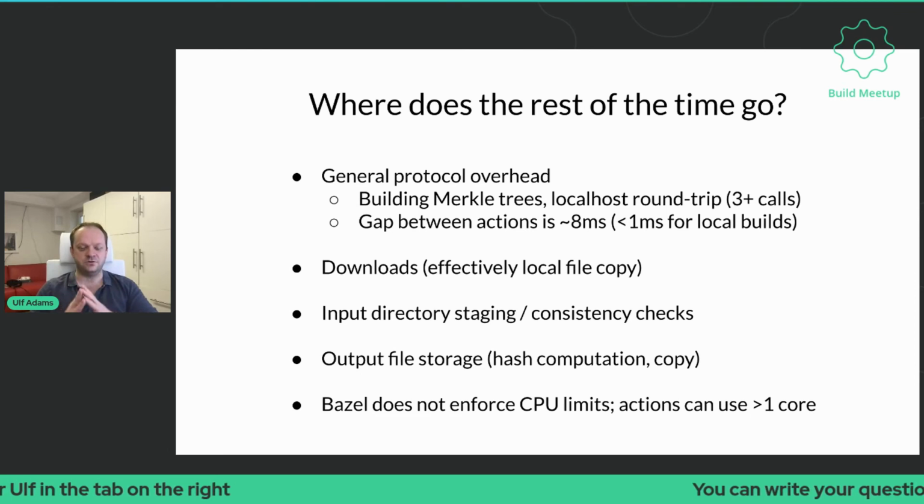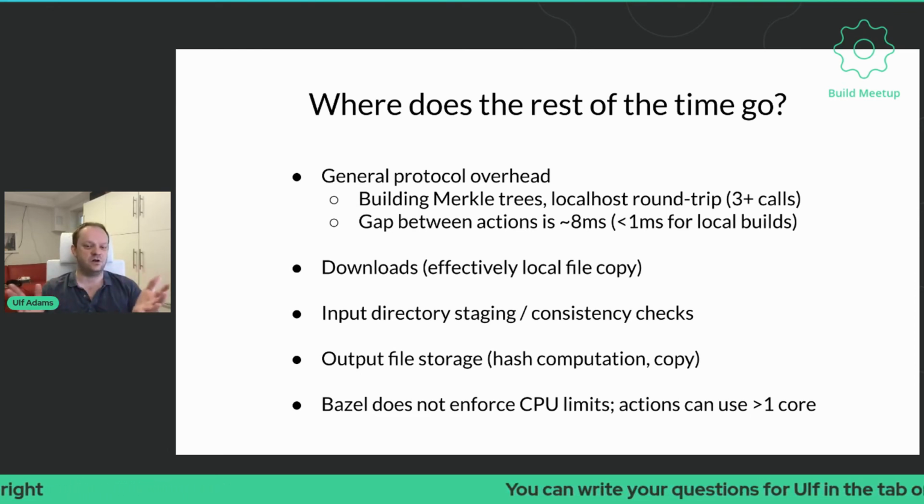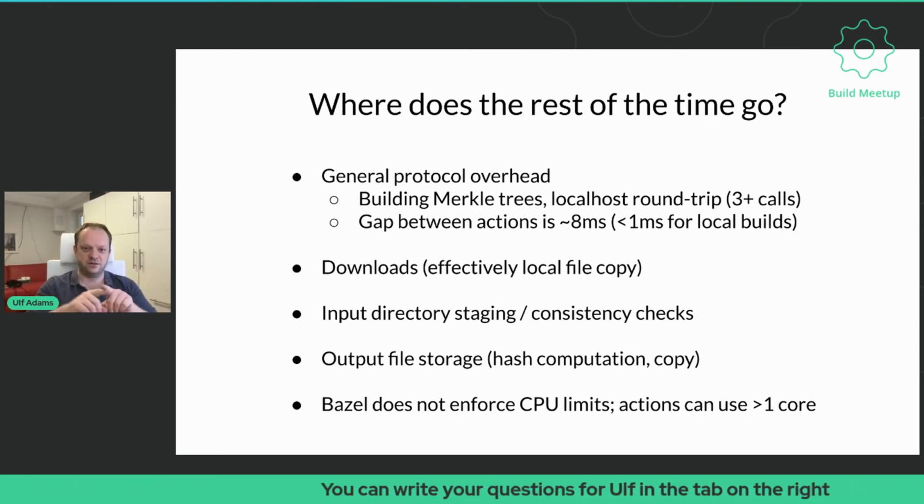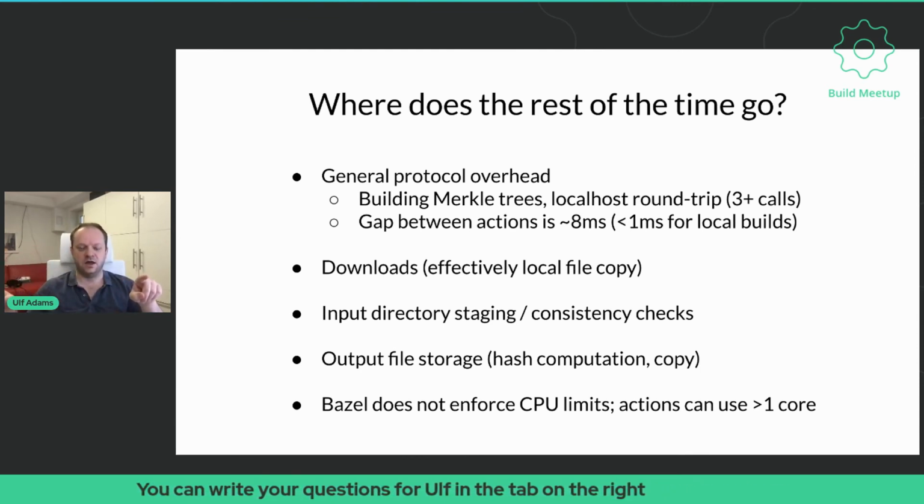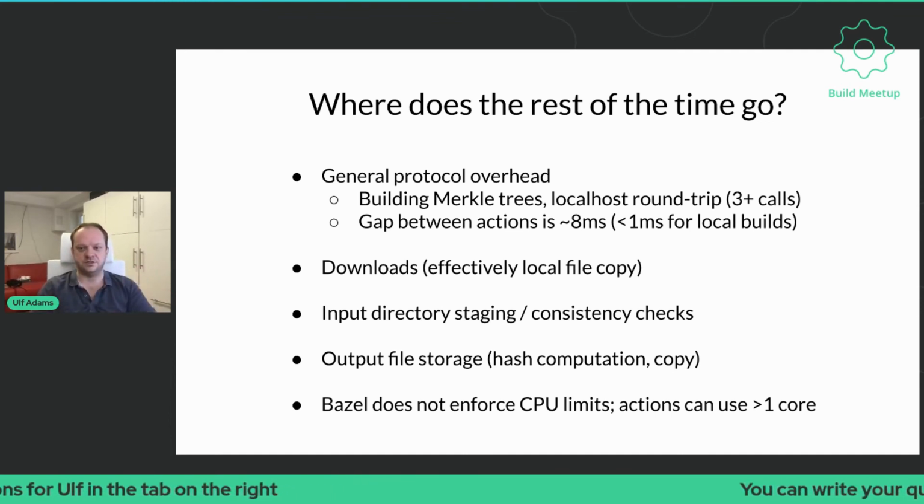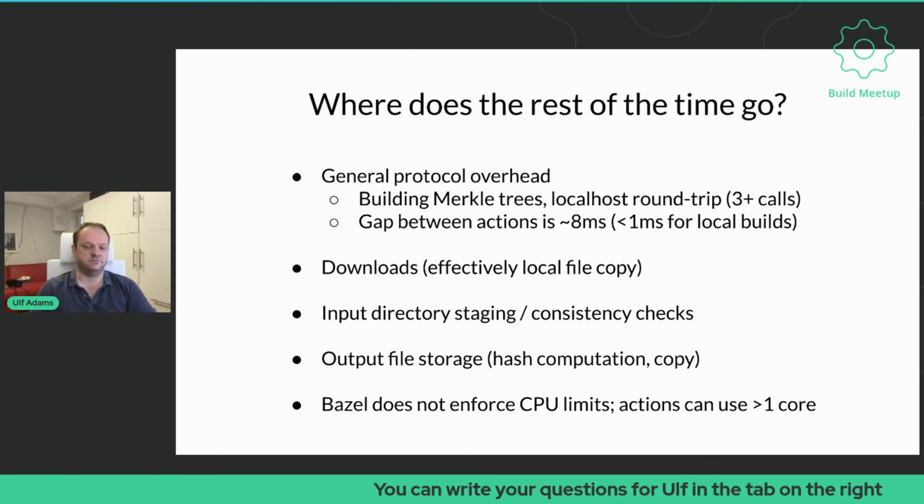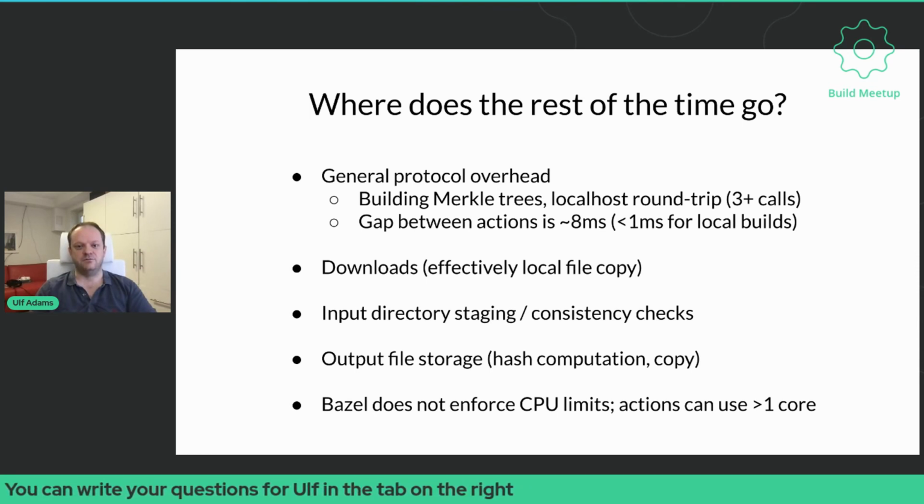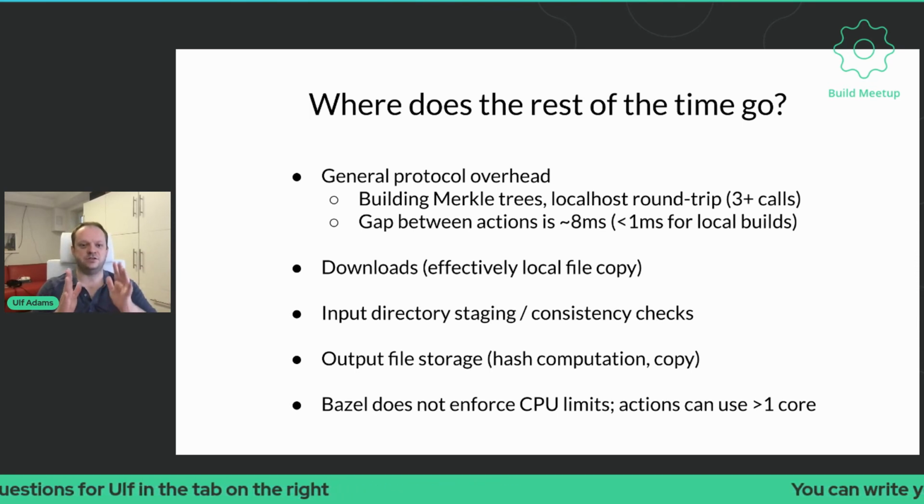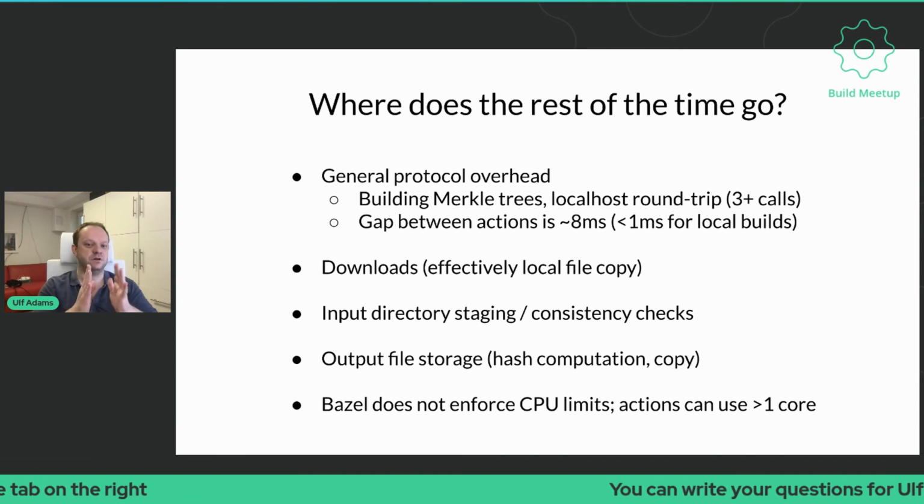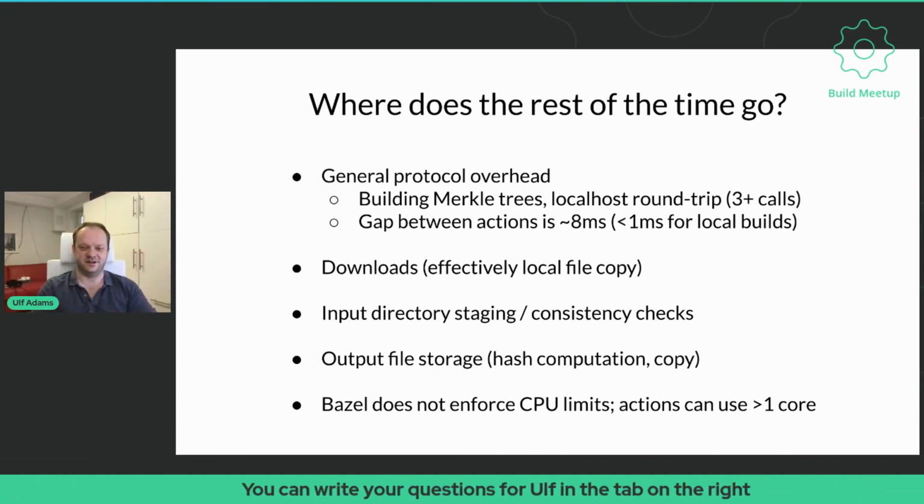And we have a lot of round trips, right? For every action, we have at least 3 calls. Bazel to the scheduler to the worker. Actually, Bazel to the scheduler twice, because it first checks the action cache and then separately runs the action. And so that makes at least 3 calls to get any action running. And if we look at the profile, we can see that the gap between actions on the remote execution system is around 8 milliseconds, which is a lot higher than for local builds, which is less than a millisecond.